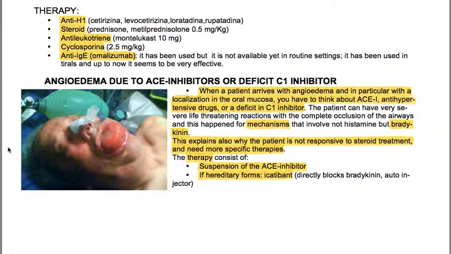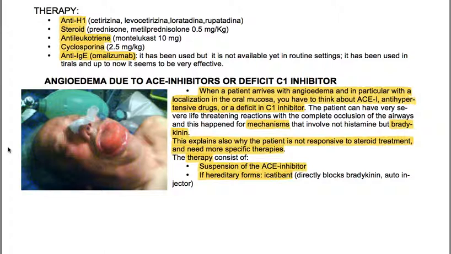And we have also angioedema due to ACE inhibitors or deficit in C1 inhibitor. When a patient arrives with angioedema and in particular with a localization in the oral mucosa, you have to think about ACE inhibitors, antihypertensive drugs, or a deficit in C1 inhibitor.